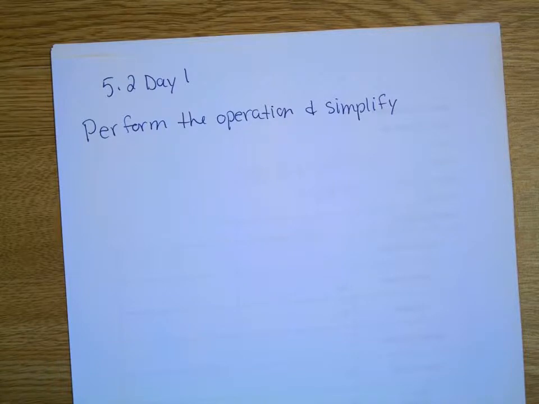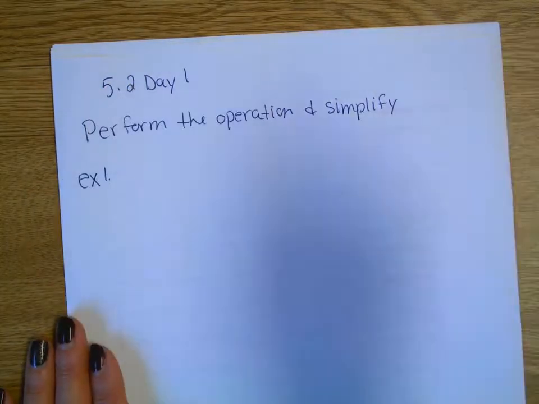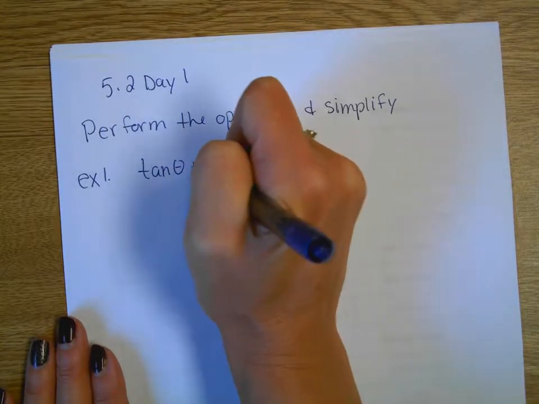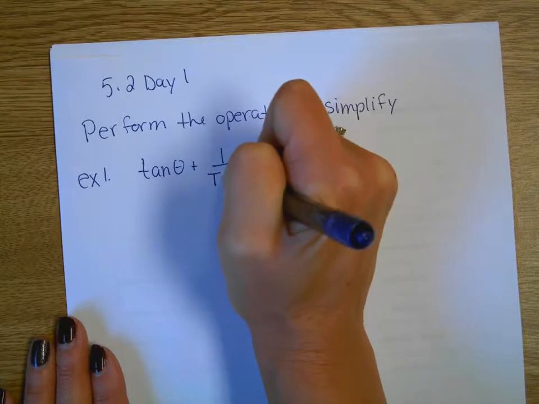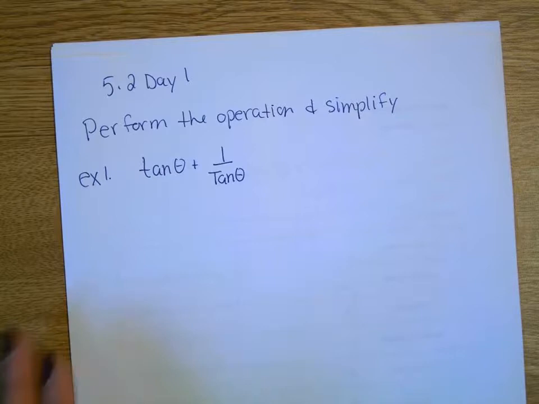Okay. We're going to perform the operation and simplify. So there's lots of algebra practice in this, and then the trig comes into play at the end. Our first example, I would like you to take tangent and add it to 1 over tangent. So what we want to do is perform the operation. The only operation in here says add these two things together. So that's what we want to do first, then we'll simplify.